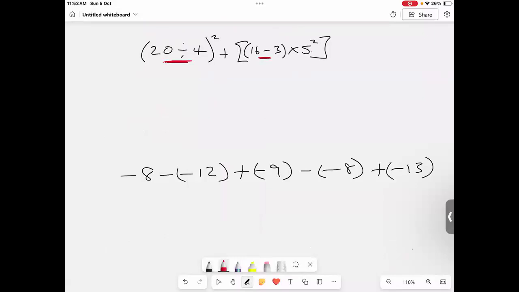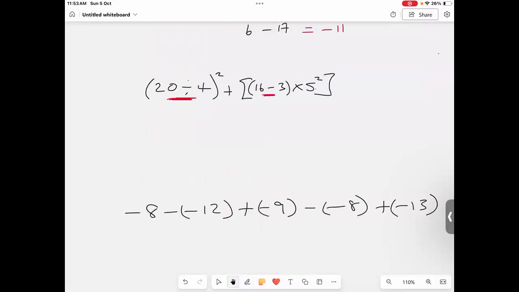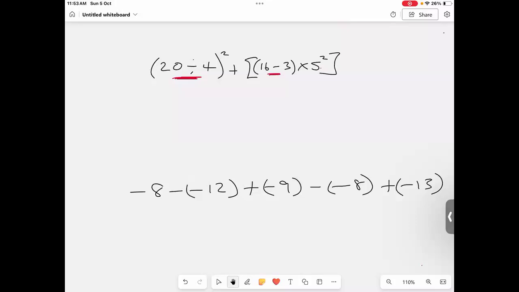Now, before we do that, let's go back to our fundamental rule of writing the P, the E, the M, the D, the A, the S at the top here. So we have P, E, M, D, A, S, cross off the P because we're about to do it now. So 20 divided by 4 is 5. We're going to put back the square right here, and that's going to be plus now. We're going to work out this inner parentheses, this inner bracket. So 16 minus 3, I'm going to put back my square bracket here. 16 minus 3 is 13, and then 13 times 5 squared.